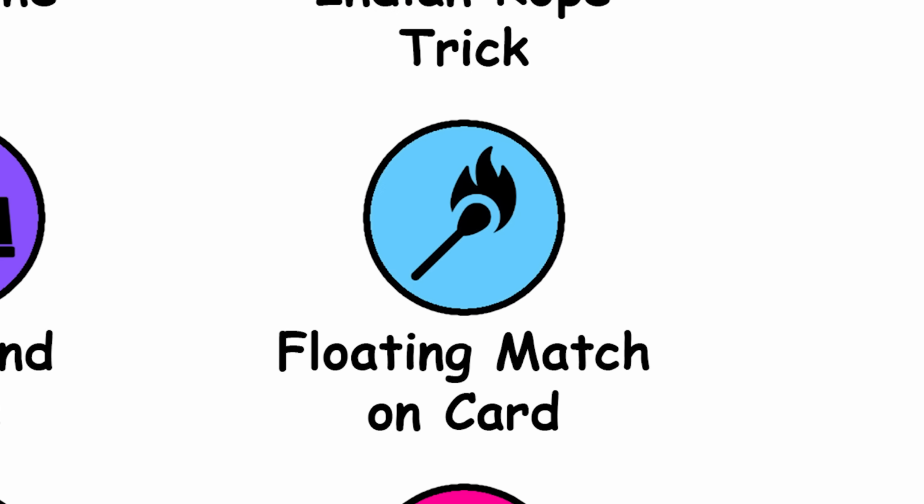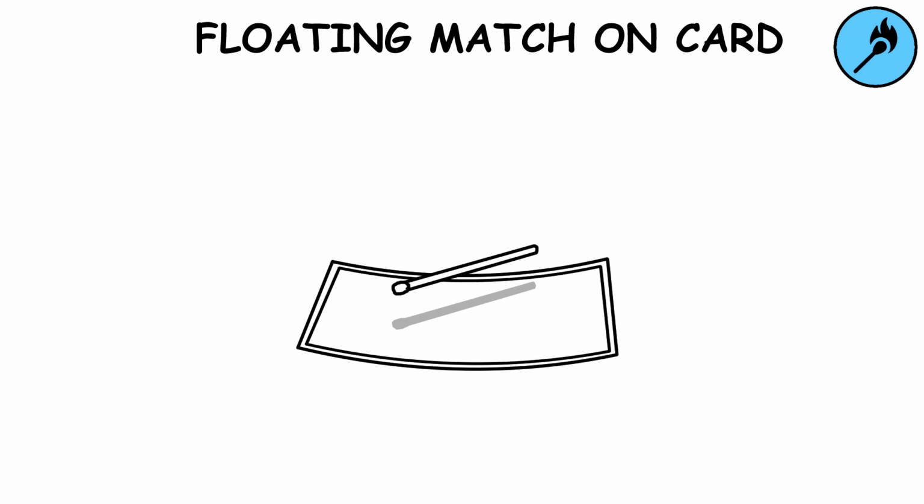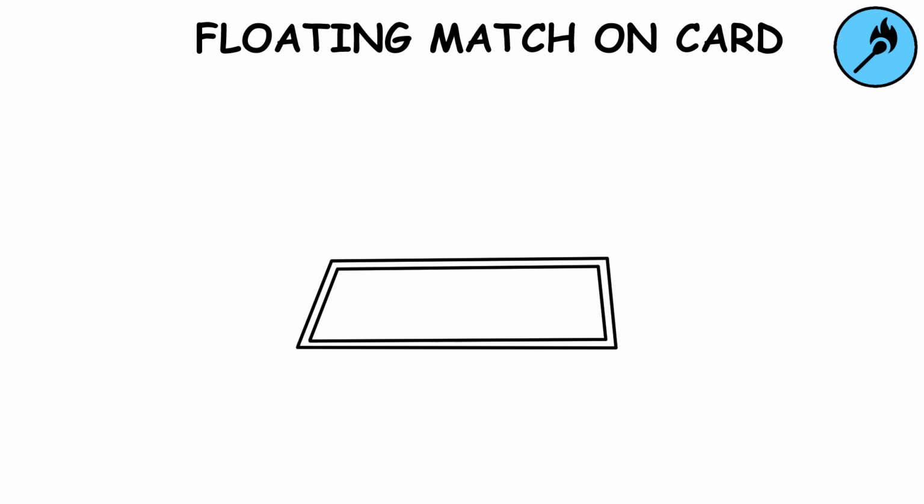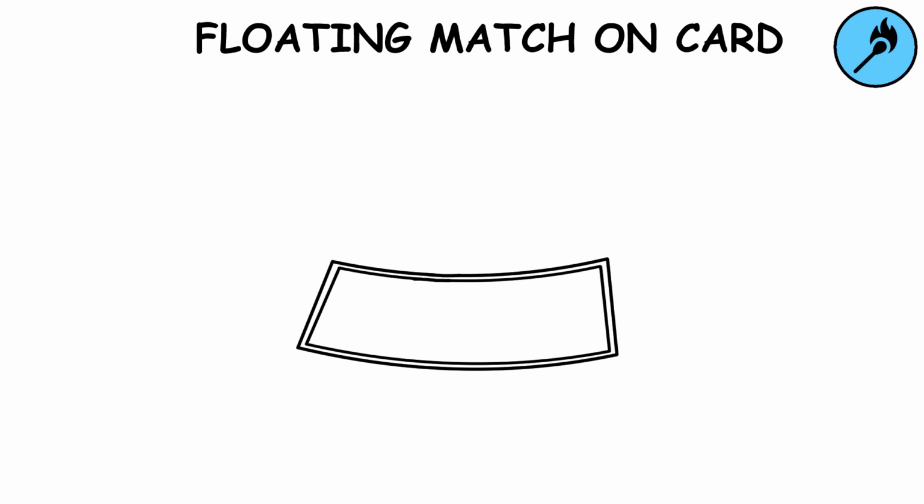Floating match on card. A matchstick appears to float above a playing card without any visible support. This is accomplished using a small piece of invisible thread attached to the card. When the card is straight, the matchstick can be put on these invisible wires. After the card is bent, the matchstick appears to be floating above the card.